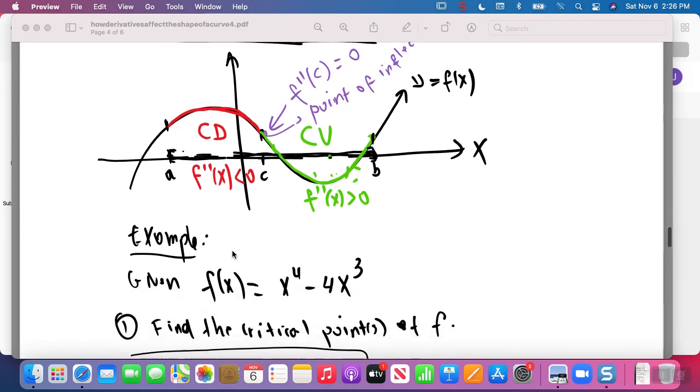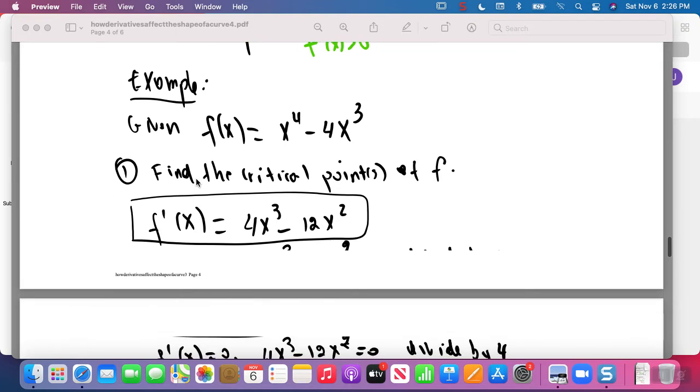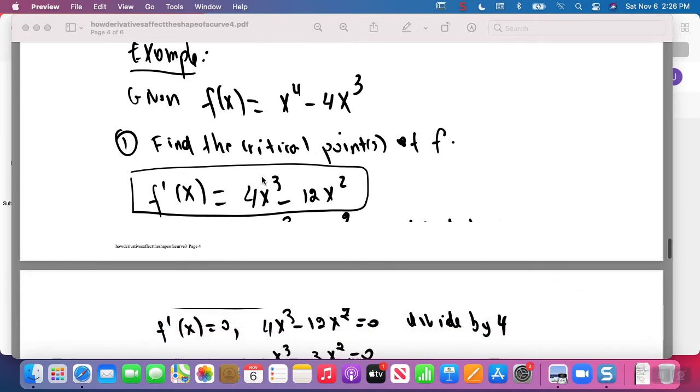Okay, so now we go by using an example. They give us this function f of x equals x to the fourth minus 4x cubed. So the first question is to find the critical points of f. We know, when we discussed the critical points, we already did it in the past. All you have to do is take the first derivative, set the first derivative function to be 0, and then solve for x.